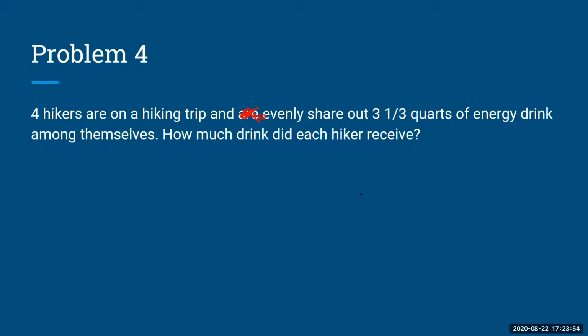Yeah, I think I typed the answer wrong. We'll see. Do they have to drink all of it? Yeah, assume they split all of it. No, well, they don't have to drink it. Just how much drink did each hiker receive? It doesn't mean they drank any of it. They just got it, received it. 13 1/3. That's not right, Zoe. Try it again.